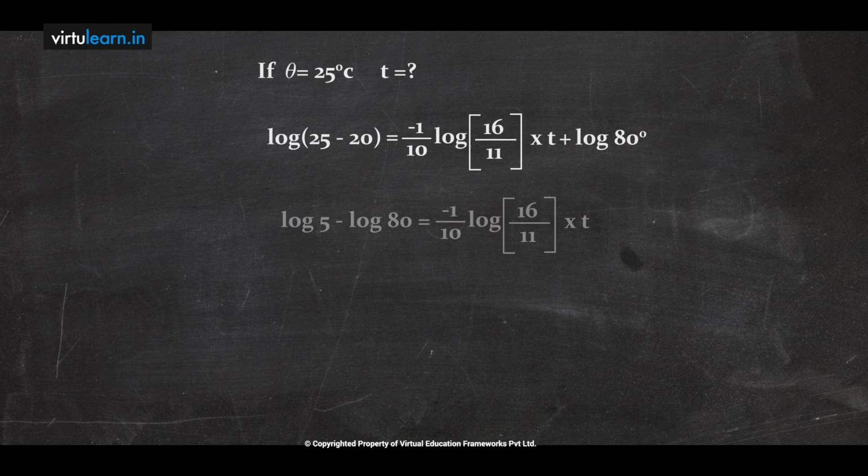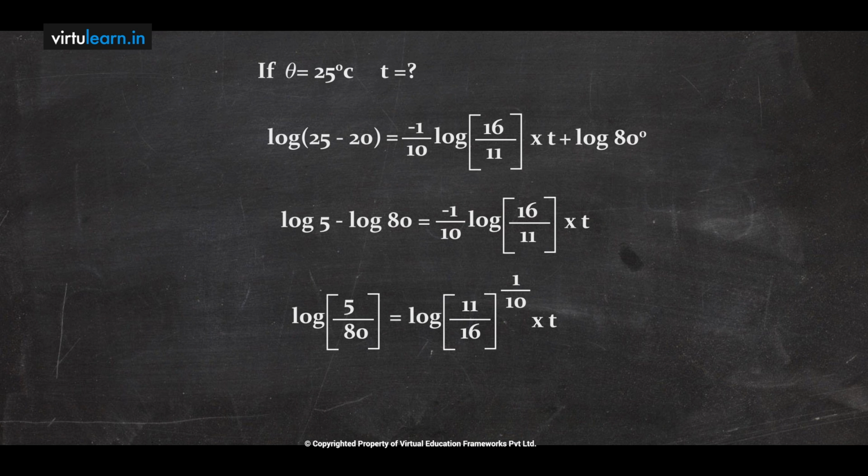Then log 5 minus log 80 equals minus 1 by 10 log 16 by 11 into t. Then log 5 by 80 equals log of 11 by 16 whole to the power of 1 by 10 into t. Therefore, by using a scientific calculator, t equals 74.86 minutes. Means, if the temperature of the body is 25 degrees, then how much time will it take? 74.86 minutes it will take.